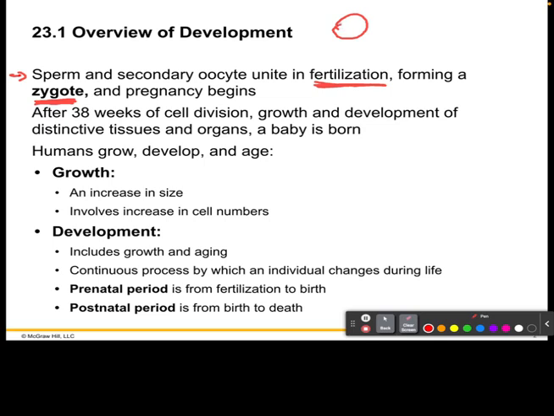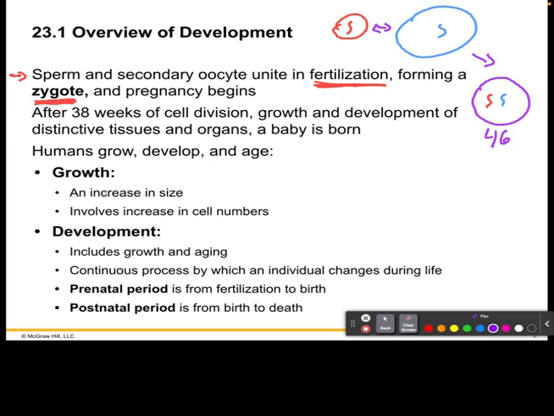So here's the sperm, let's say this is the egg, and its chromosome, and then when they come together, they are going to create the first cell that is going to have both the father and the mother's DNA, and a total of 46 chromosomes. So this is the zygote. This is the first cell of the new person, of the new future human.